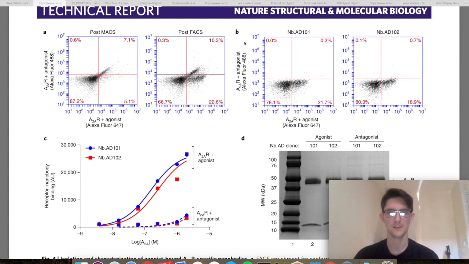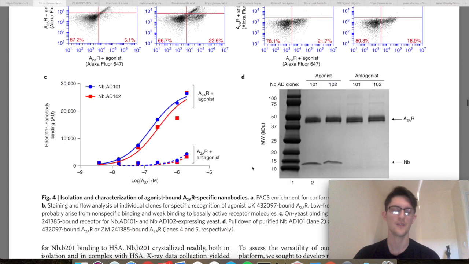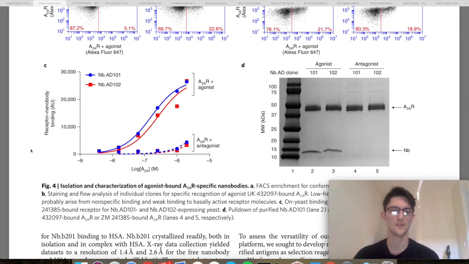And taking specific nanobodies from these yeast populations, they restain and see that the entire cell population is stained just by the agonised adenosine receptor. They then go on, like in supplementary figure 5, to use a staining approach for yeast cells, where the nanobody is presented at the surface, and they stain with either the agonised or the antagonised conformation of the adenosine receptor, and it selects quite nicely for the agonised conformation.